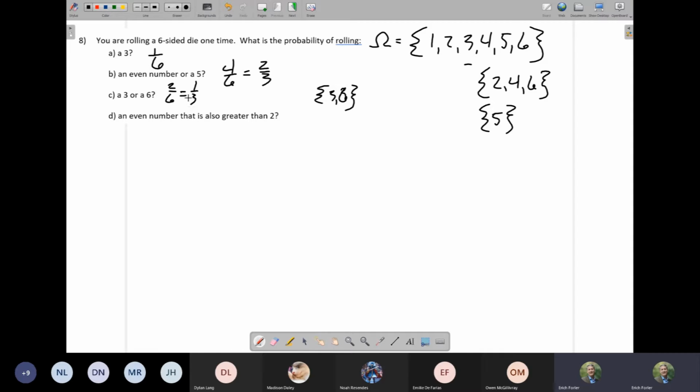And an even number that is also greater than 2. So we've got our set of even numbers. If we did our set of everything that was greater than 2, we'd have 3, 4, 5, and 6. And we're looking for the probability that you could get something that is meeting both of those criteria. We see that there are 2 options that appear in both sets. So that tells us that we've got 2 out of 6 or a 1 out of 3 chance.